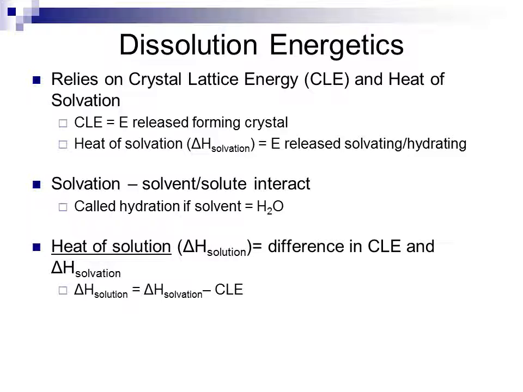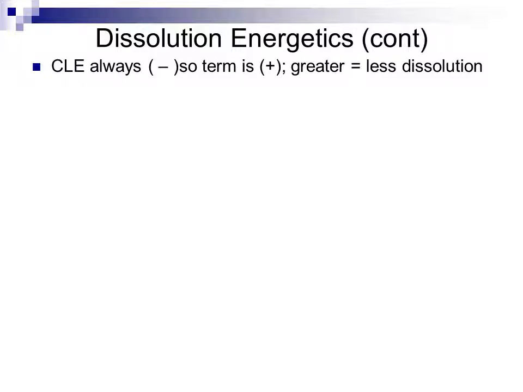If I subtract the crystal lattice energy from the heat of solvation, that will give me my overall heat of solution. And whether or not that is positive or negative depends upon the strength of the crystal lattice energy and the heat of solvation. Crystal lattice energy is always negative, so the term in the equation is always positive.